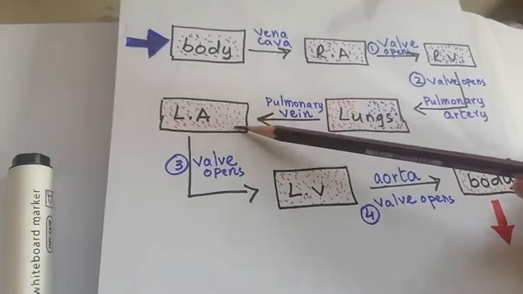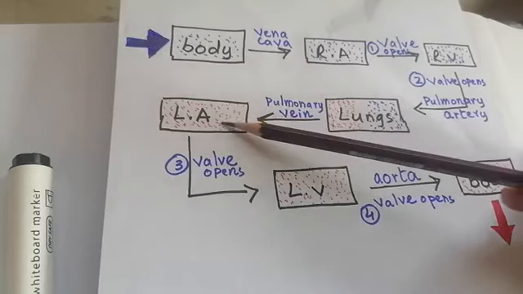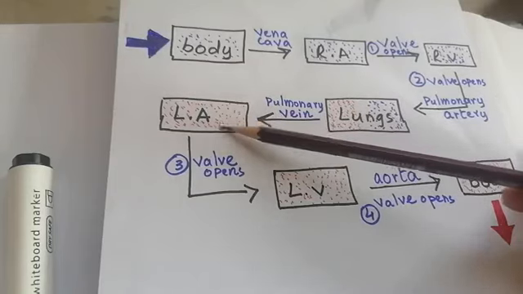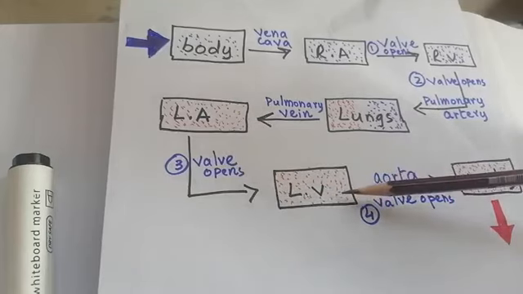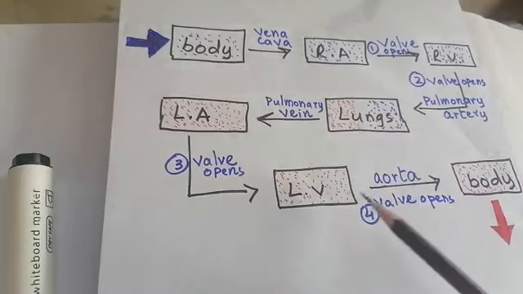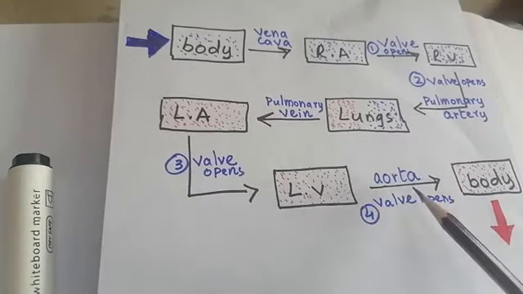Now the left atrium gets the oxygenated blood through the pulmonary vein. Now the left atrium gives blood to the left ventricle. Then the left ventricle starts to contract, and the blood will rush into the aorta, and from the aorta the body gets oxygenated blood. This is the whole circulation of the heart, or you can say how blood flows through the heart.